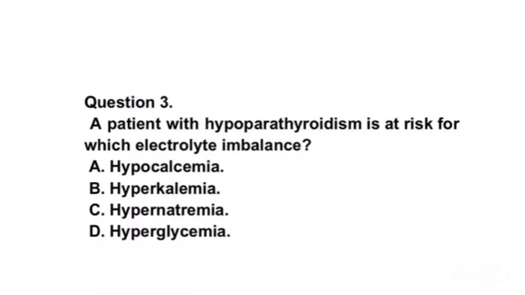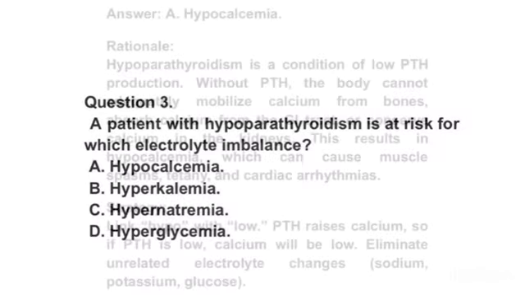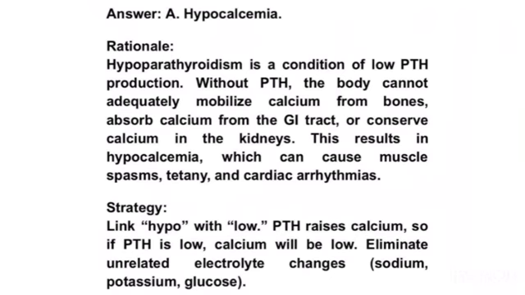Question 3. A patient with hypoparathyroidism is at risk for which electrolyte imbalance? A. Hypocalcemia. B. Hyperkalemia. C. Hypernatremia. D. Hyperglycemia. Answer: A. Hypocalcemia. Rationale: hypoparathyroidism is a condition of low PTH production.